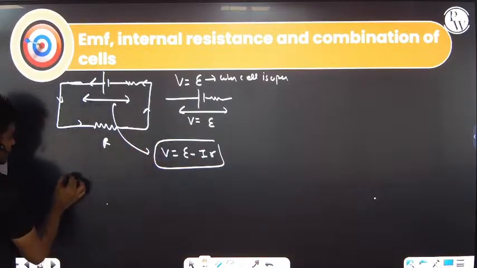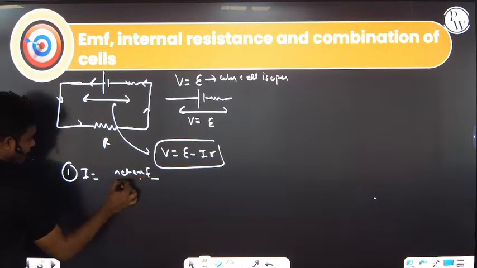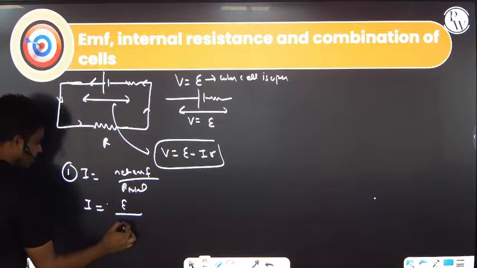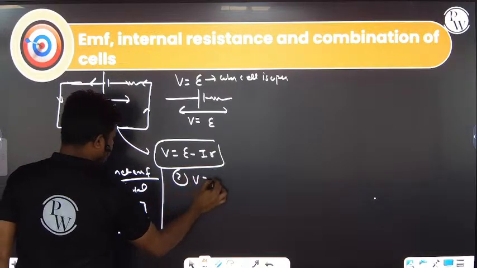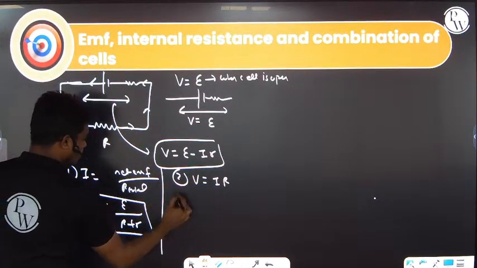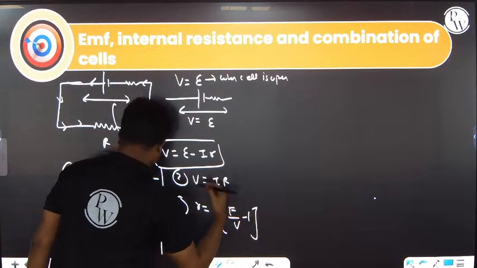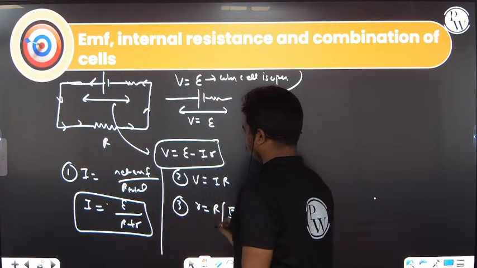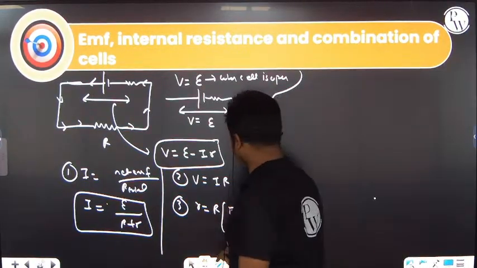Here are certain things we can write. I equals net EMF, always remember this, net EMF divided by total resistance. So I equals E divided by R plus small r. This is the first one. Second, V equals I into R, using whatever current is flowing across it. Third formula: r equals capital R into (E by V minus 1). And V equals E minus Ir. These are the formulas we have for cells, potential difference and the internal resistance of the battery.